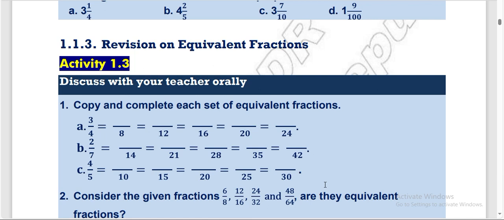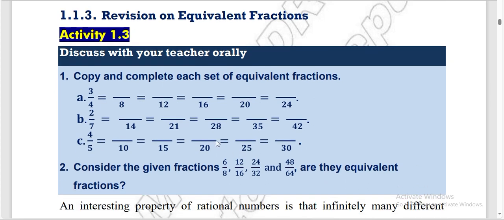1.13 Revision on equivalent fractions. Discuss this with your teachers orally. Copy and complete each set of equivalent fractions. Equivalent fractions means fractions which are written in different forms but their values are equal.